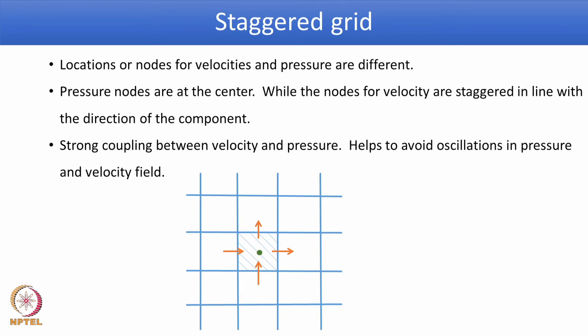There is one big advantage: there is a strong coupling between velocity and pressure. As we can interpret from this figure, the pressure at the center is responsible for the u velocity flow as well as for the v velocity flow as shown in the figure. Hence there is a natural strong coupling between velocity and pressure, and this avoids oscillation in the pressure as well as the velocity field.